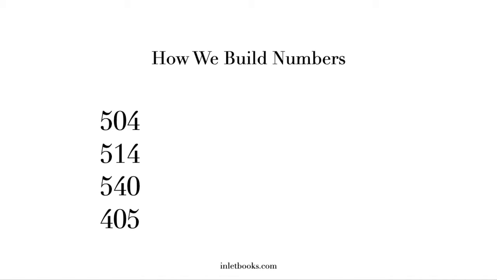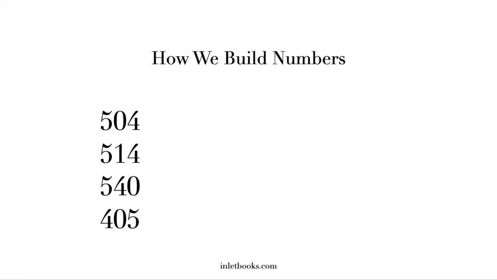What does the list 504 mean? It means we are counting 5 hundreds, 0 tens, and 4 ones. What about the list 514? Now we're counting 5 hundreds, 1 ten, and 4 ones. What if we wrote the list 540 instead? Now we mean to count 5 hundreds, 4 tens, and 0 ones.